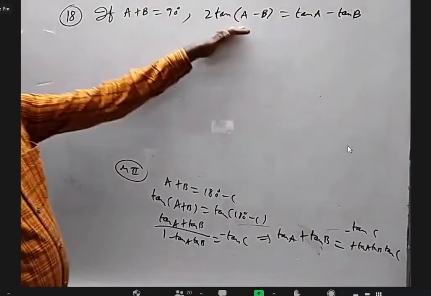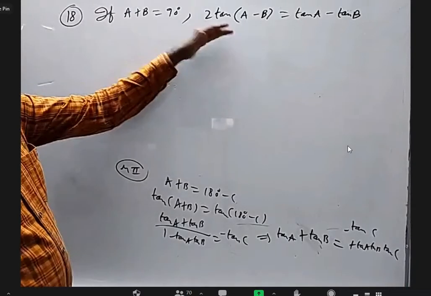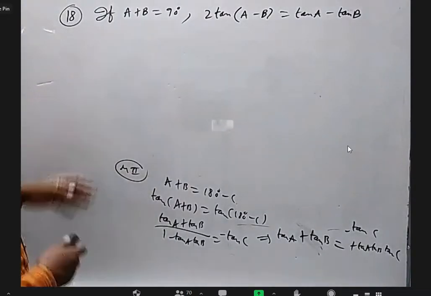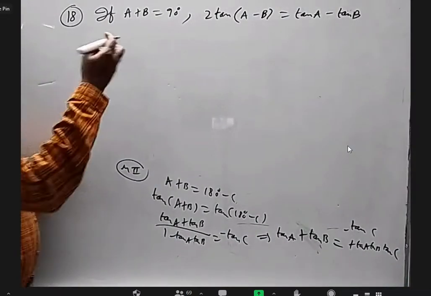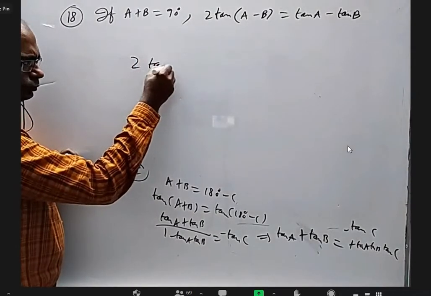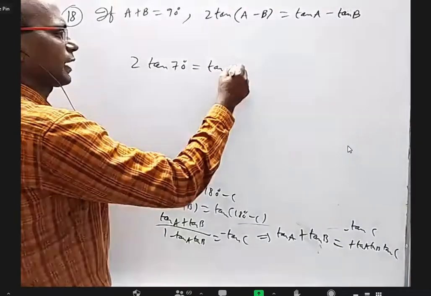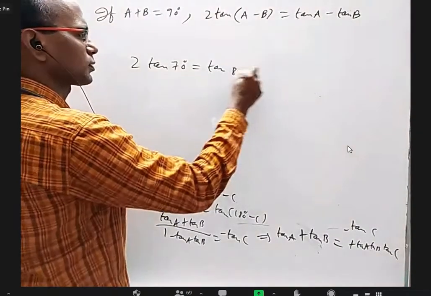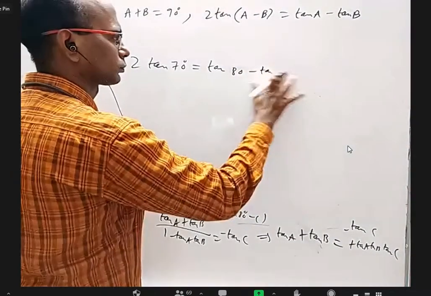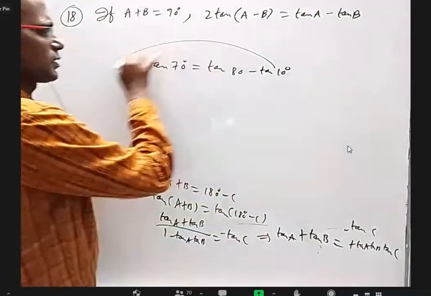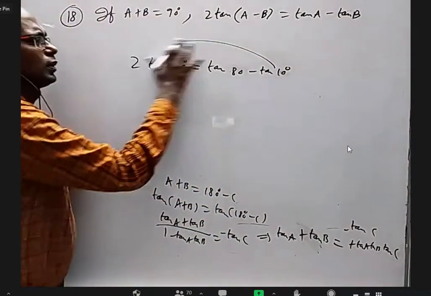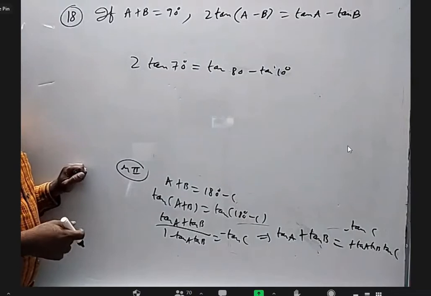I am not saying this is a formula. We'll be using it in a few questions, that's why I just gave it as a formula. Sometimes you may find a question like this: show that 2 tan 70 is equal to tan 80 minus tan 10 degrees. They may send that one to this side and ask you.